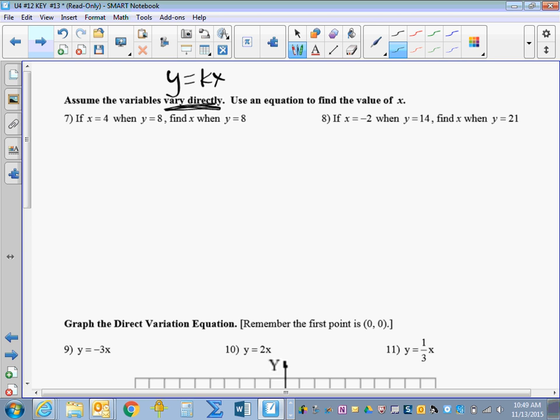Alright, and then it says use an equation to find the value of x. So now they're not asking for the equation, they're asking us to find x. But we need to first find our equation before we can do that. So this is a two-part problem here. First, I need to write my equation with this information.